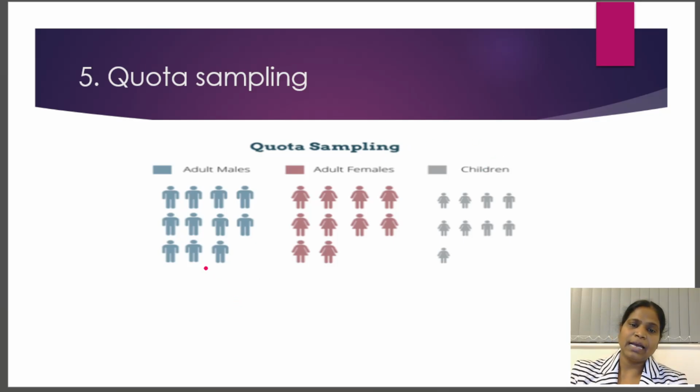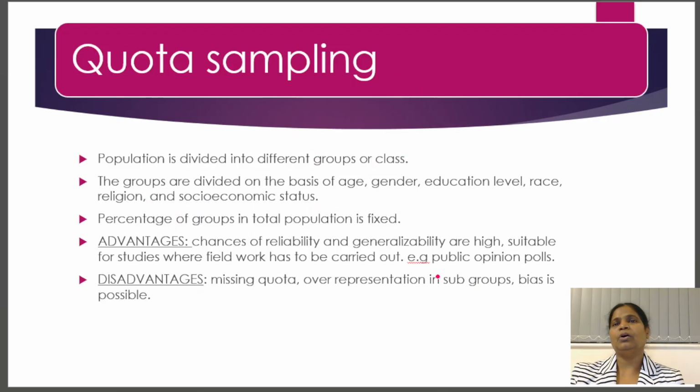So here the researcher has in his mind, I will take 10 males or 9 females or 7 children, etc. So they allot a certain quota for the subjects to get involved in the study or different groups. So the population is divided into different groups or classes according to gender, education level, race, religion, socio-economic, occupational, etc. Based upon that, they are allocated a certain amount of quota and the subjects are involved in it.